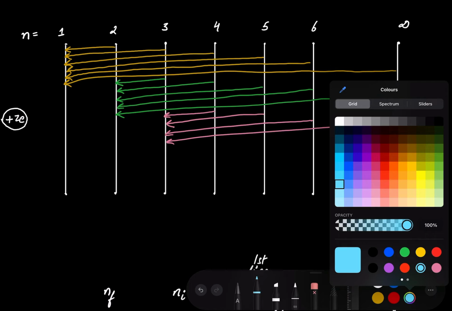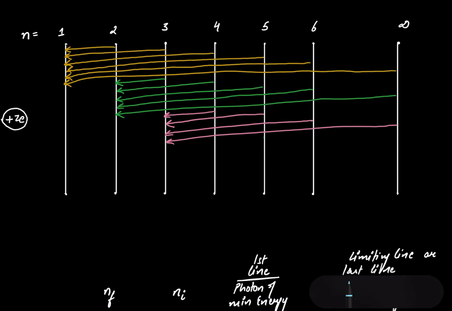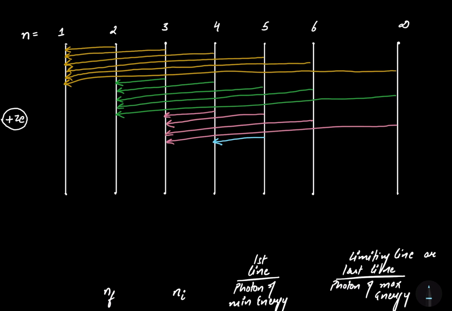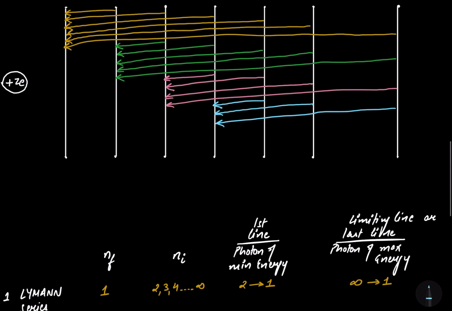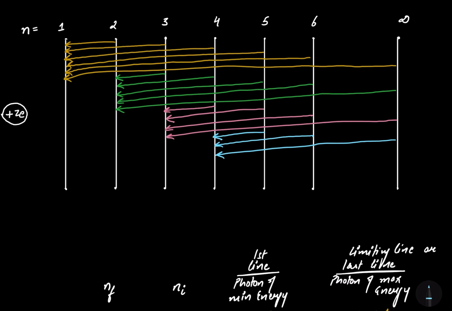Now you can see the diagram. I'm making a transition of electron from fifth stationary state to the fourth stationary state, or from sixth stationary state to the fourth stationary state, or from infinity stationary state to the fourth stationary state. So the final stationary state in case of Brackett series will be number 4, the fourth orbit. The initial stationary state from where electron is starting its transition is 5 or 6 or 7 up to infinity.